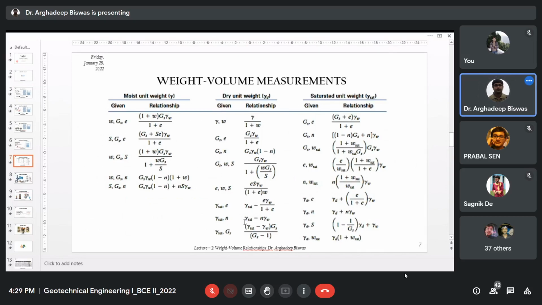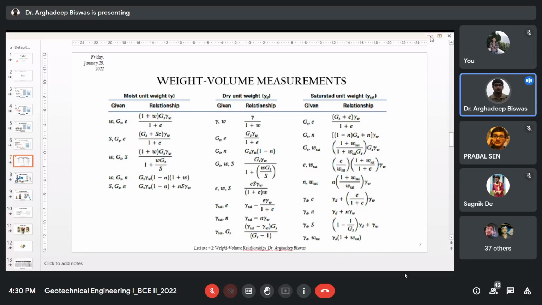It is available in any printing media. It is available in any soft media. So don't try to remember this one. I will provide you, but I don't know what will happen in a competitive exam. For safety purpose, you should know these basic things. Okay, then I am moving to my next portion, which is called the index properties.